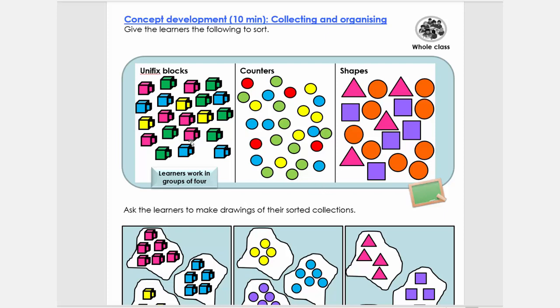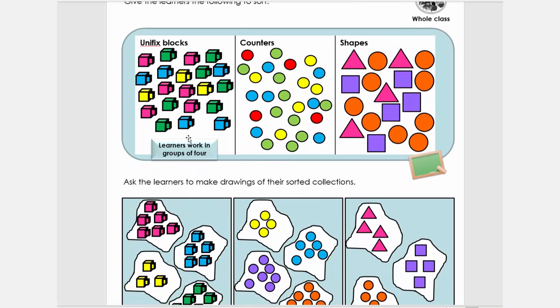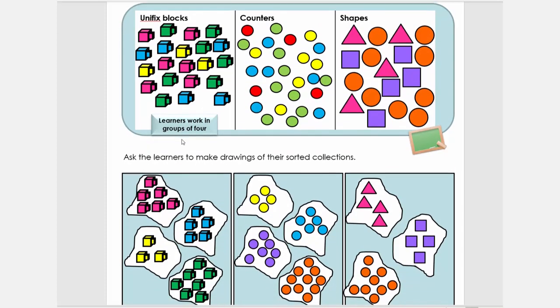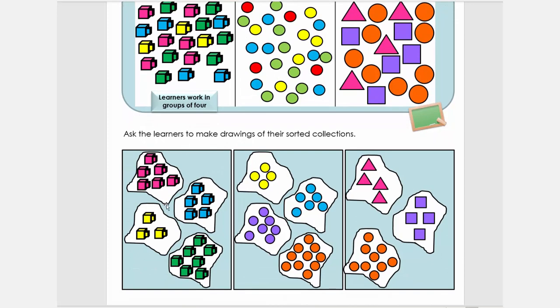So what you can give them, I just gave you some examples here: unifix blocks, counters, and shapes. Please try to keep each color or each type less than 10. So you're going to ask them to sort it. And then they need to make a drawing of their sorting. So again, you can see this is level 1 on our concrete level. This is then on our representative level where they make a drawing. It doesn't have to be perfect.